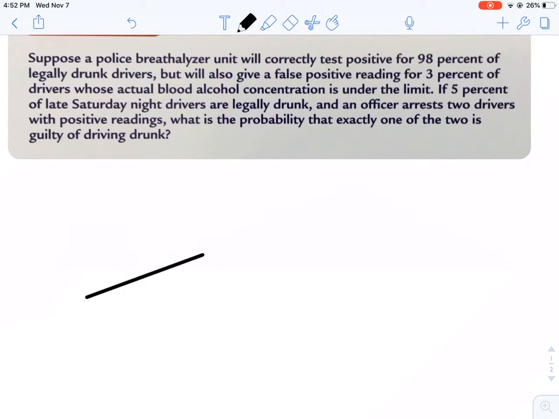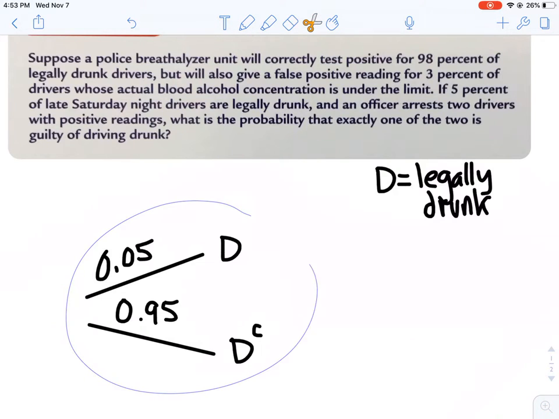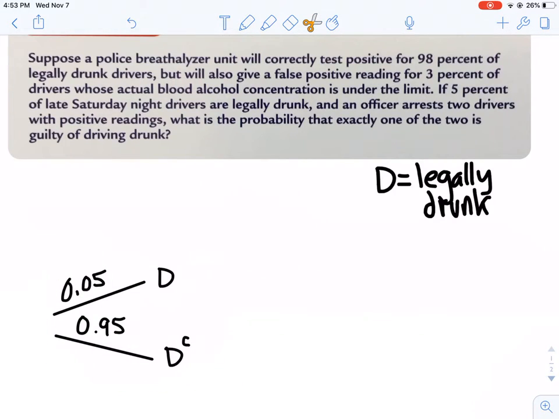So I'm going to start out with a branch here, and branch in this direction. Now it's telling me that 5%, so I'm going to represent it as 0.05, of the drivers are legally drunk. So I'm going to use D to represent that. D equals legally drunk. I'm going to use probability notation to represent the other people, which is the complement, the people who aren't legally drunk, D^C. So if 5% are legally drunk, that means 95% of drivers are not legally drunk.